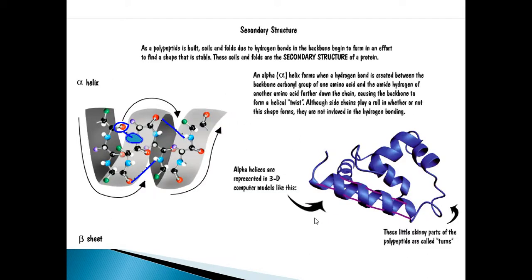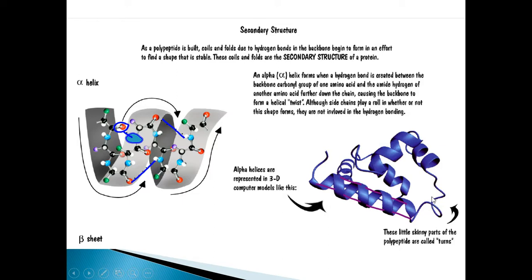Okay, all right, let's get to secondary structure. When a polypeptide is built, it will begin to coil and form. And the reason it does that is because of hydrogen bonds in the backbone. And it forms one of two possible structures. One of those structures is called an alpha helix, and an alpha helix basically forms a coil. Alpha helices are represented in 3D computer models like this, where you see this corkscrew turn. The parts in between where you just see this little loop, that's known as a turn.